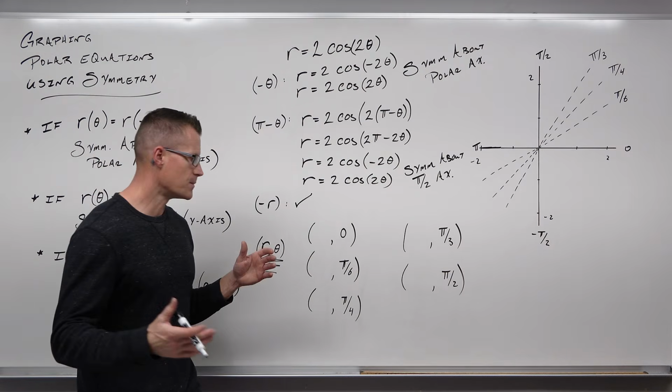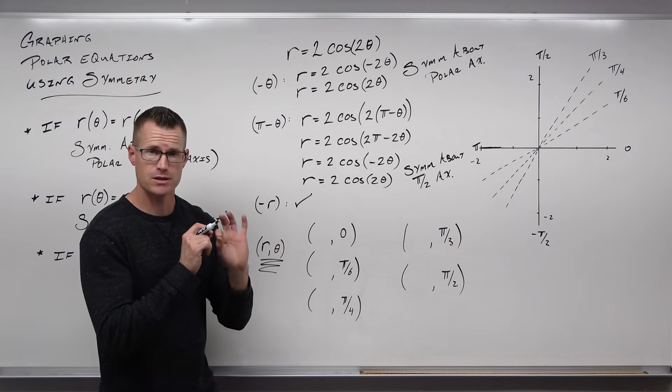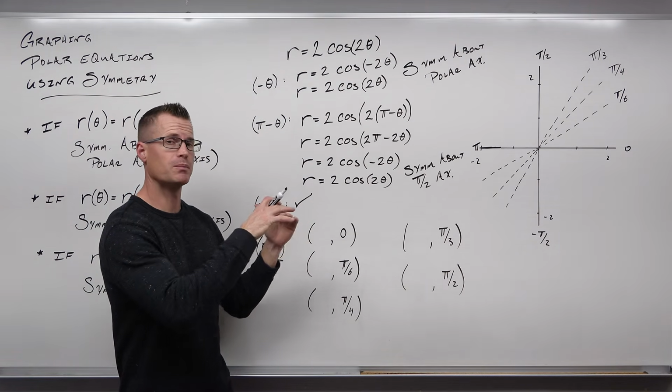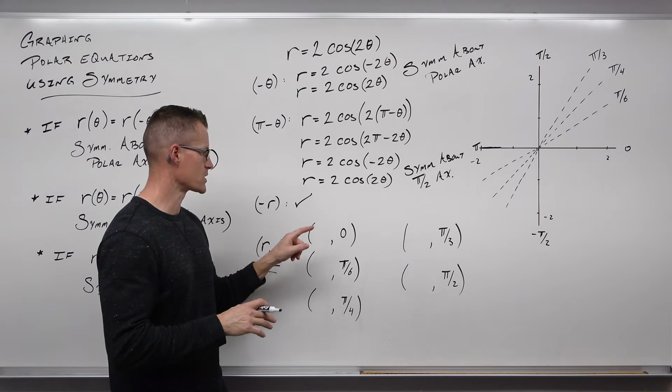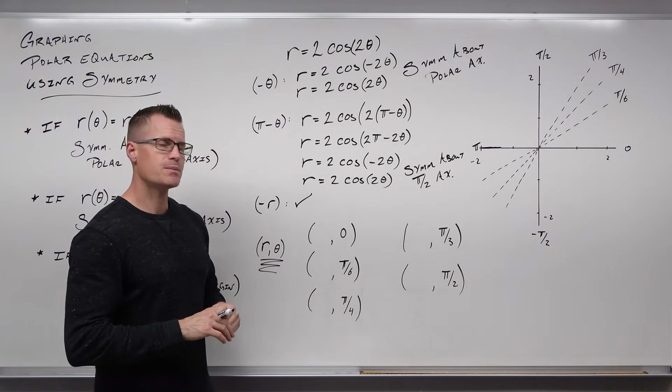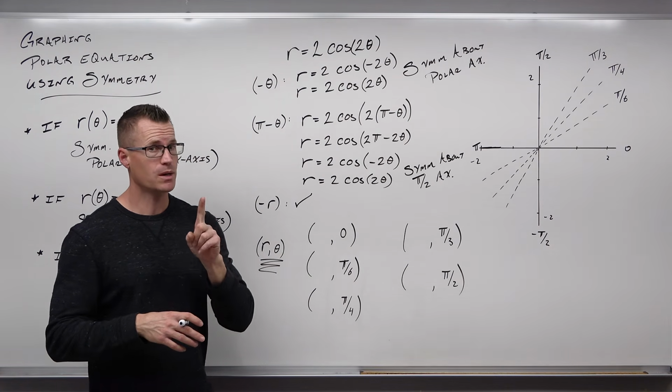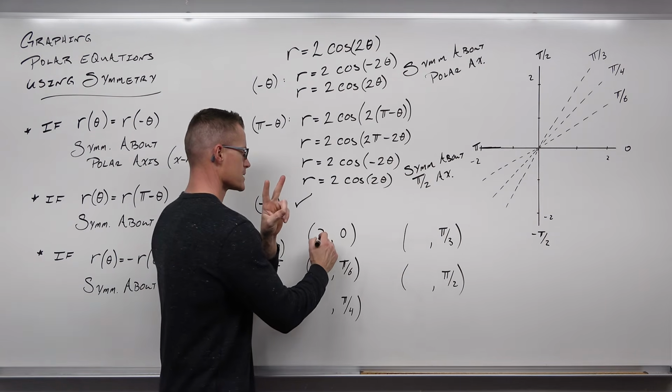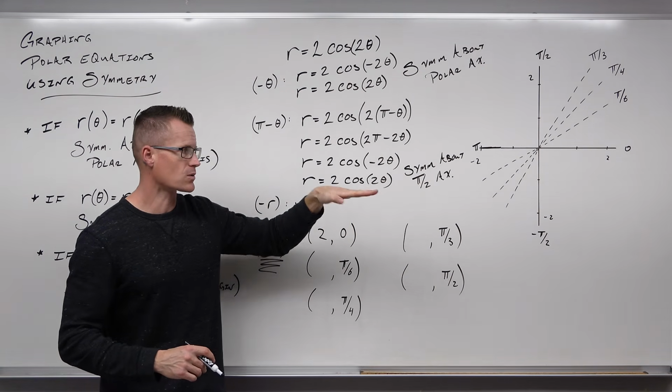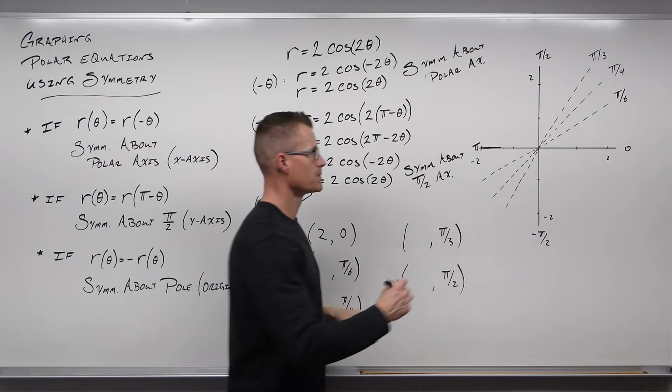So we're going to plug in some angles. We're going to figure out the r, or the distance from the pole along those angles, and we'll be able to plot this and then use all of our symmetry. So let's plug in 0. 2 times 0 is 0. Cosine of 0 is 1. 2 times 1 is 2. So what this says is that along the angle of 0, you're going to go 2 units.